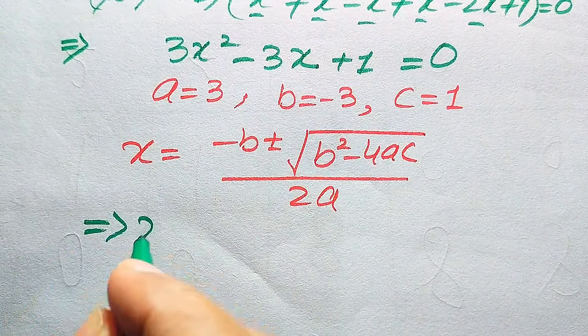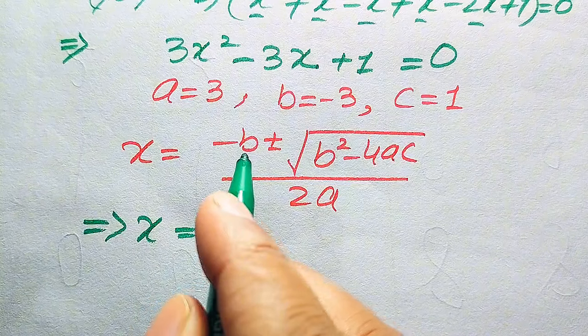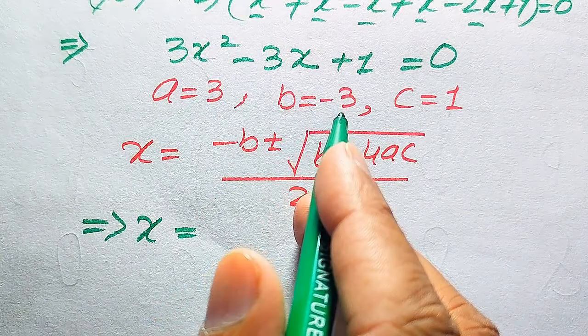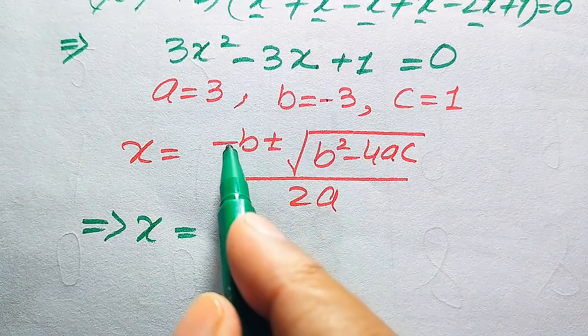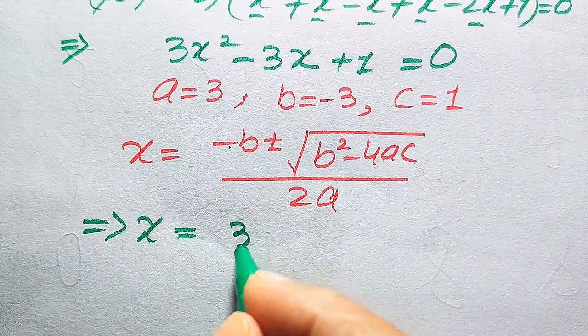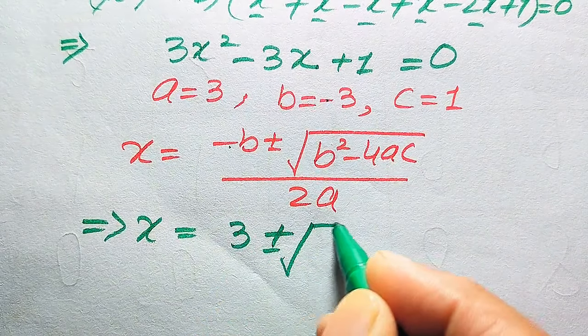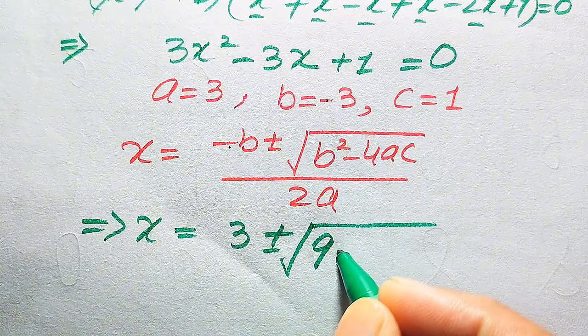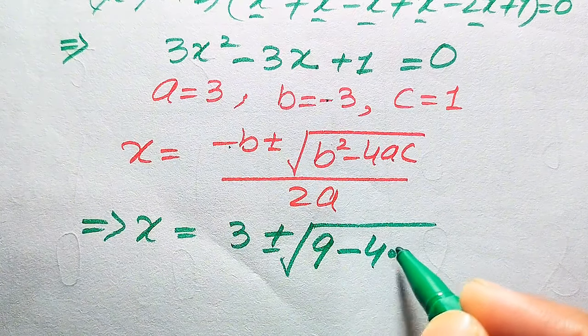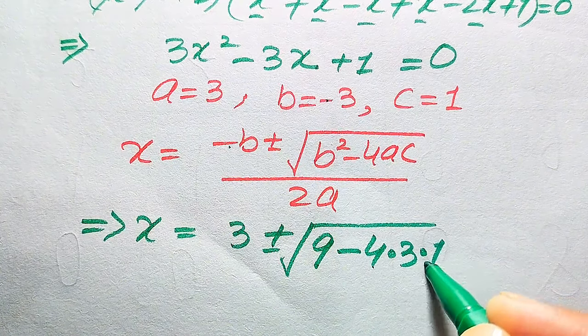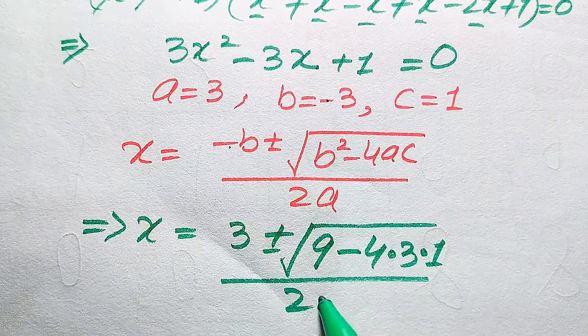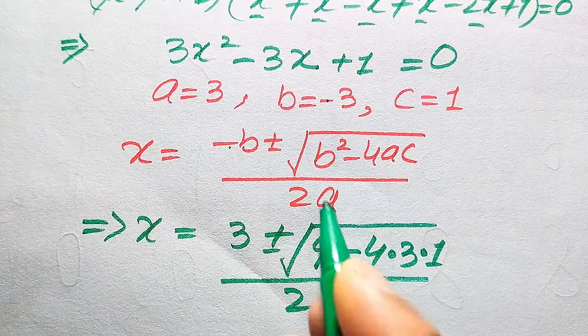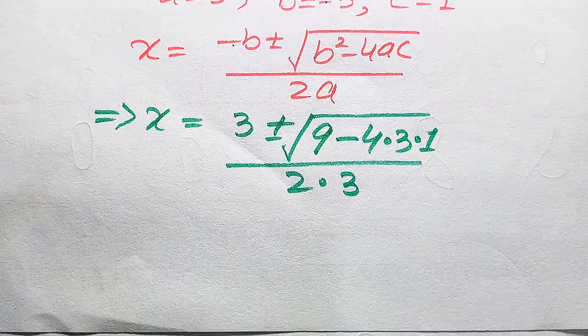And here we substitute the values of a, b and c in this equation, and it will be written as x is equal to minus b, the value of b is minus 3, so minus times minus becomes plus 3, plus minus square root of b square, b is minus 3, and minus 3 square becomes 9, minus 4 times a is 3 and c is 1, divided by 2 times a, and here our a is equal to 3.